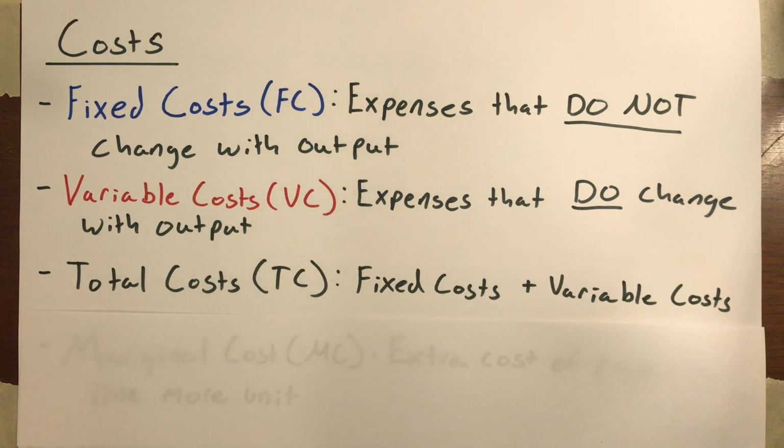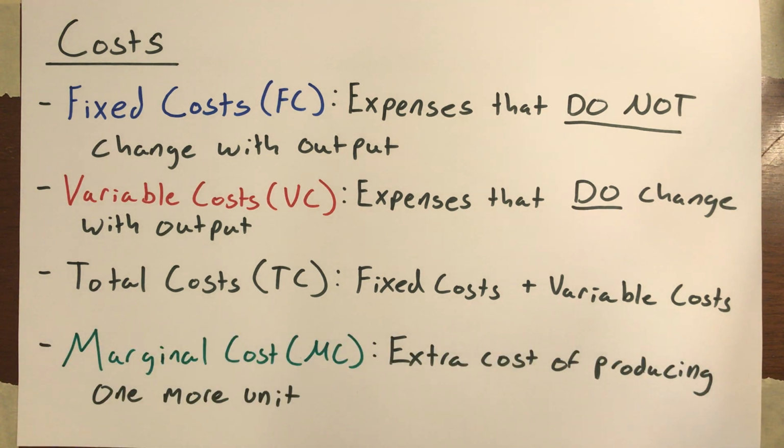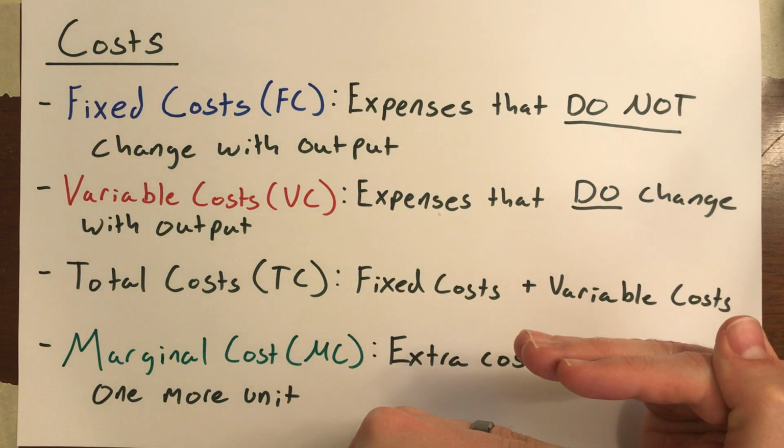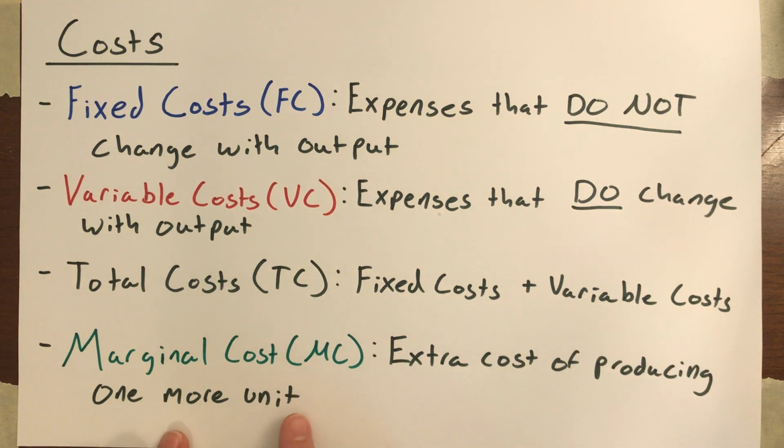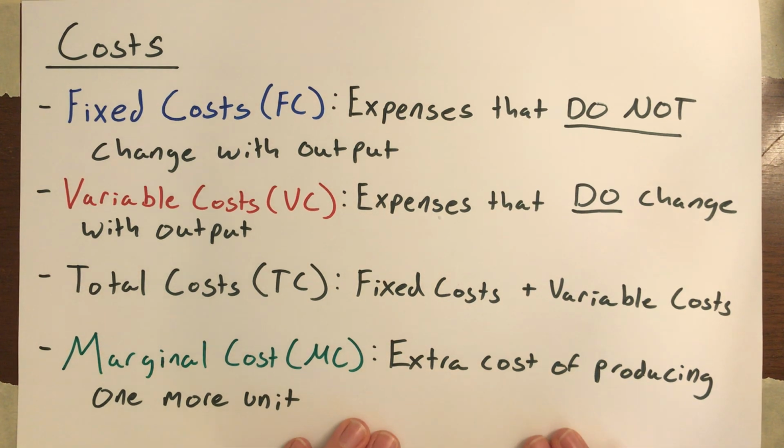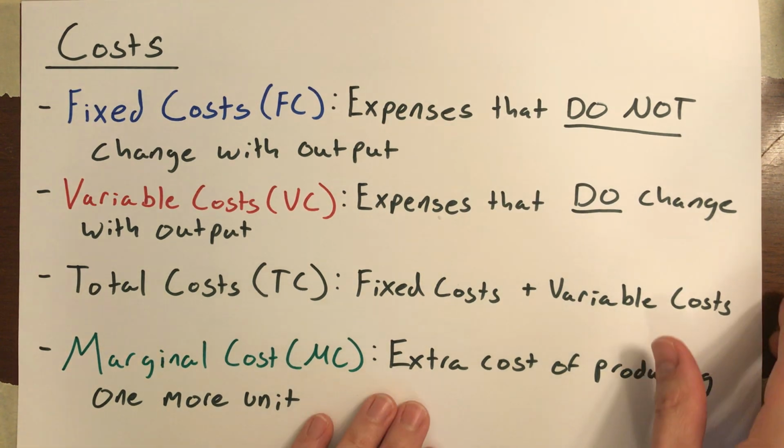Total costs are pretty straightforward. Total costs are just your fixed costs plus your variable costs, right? Add those up, that gives you the total. And then the last type of cost that we're interested in is marginal cost, which is just the flip side of marginal revenue. Marginal revenue is how much extra money will I earn by selling an additional unit. Marginal cost is how much extra it is going to cost me to produce that next unit. Okay, so it's the extra cost of producing an additional unit.